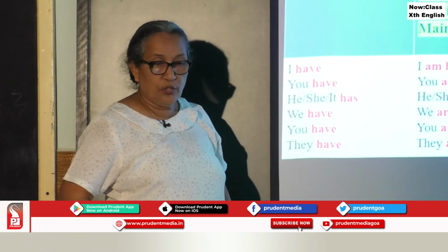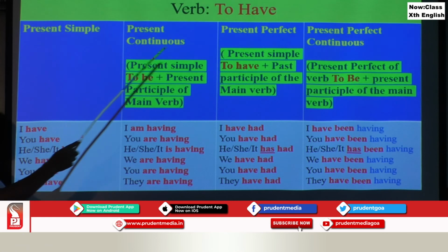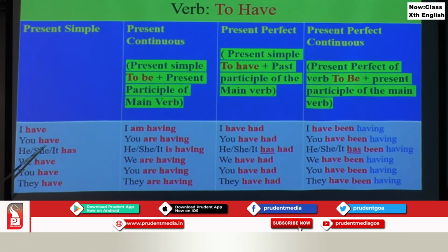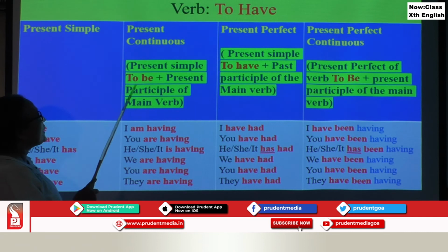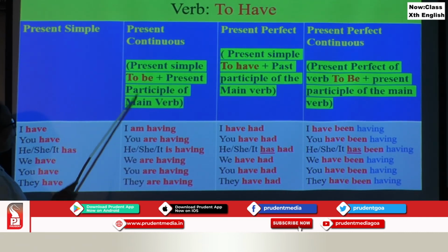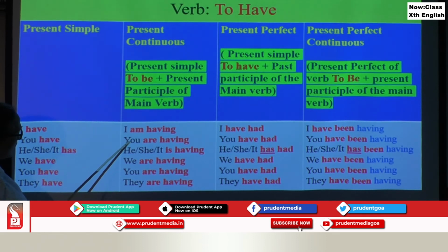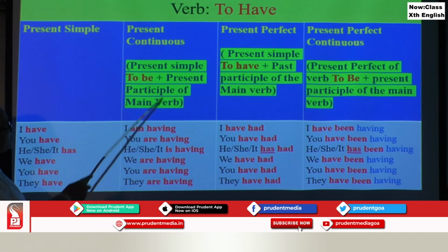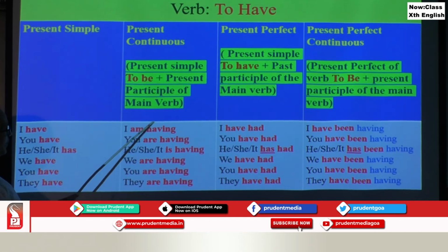Now let us go to the next verb, verb to have. Present simple of verb to have is I have, you have, he, she, it has, we have, you have, they have. Present continuous, you get the verb to be plus the present participle of the main verb. Verb to be present simple is I am, you are, he, she, it is, we are, you are, they are. And present participle of the main verb is having.